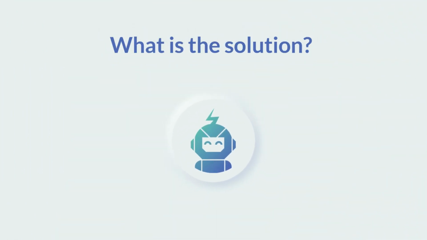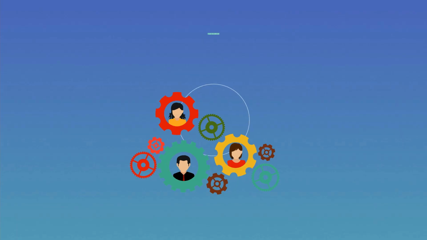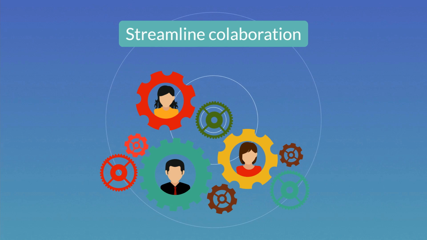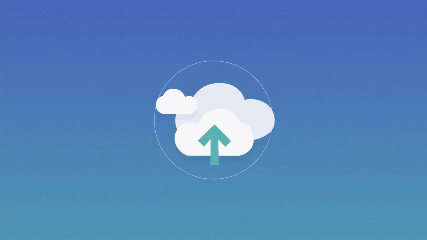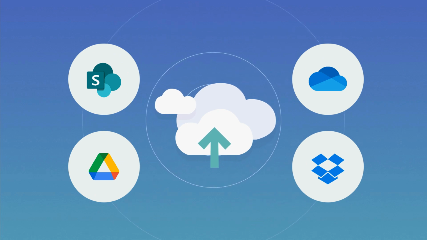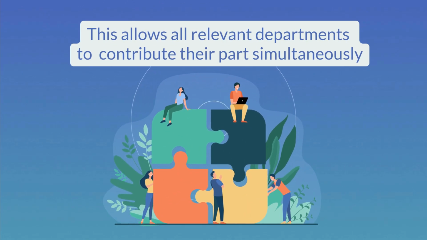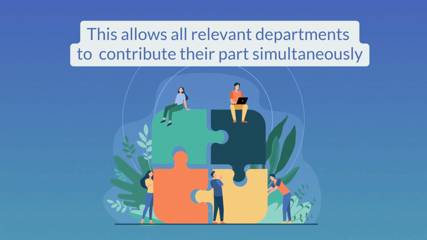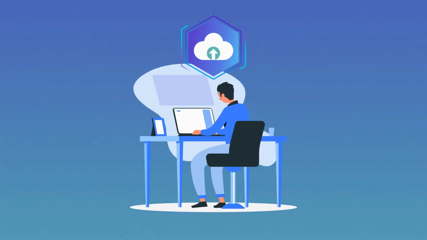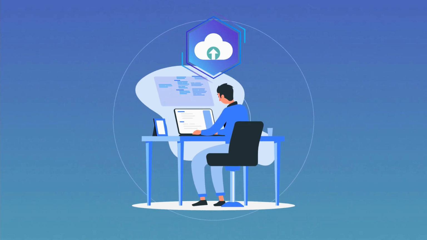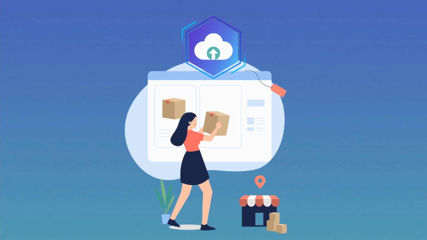What is the solution? Streamlined collaboration and data input. To achieve this, the item form is made accessible on platforms like SharePoint, Google Drive, or similar shared environments. This allows all relevant departments to contribute their part simultaneously, eliminating the need for tedious data consolidation and minimizing the risk of errors. Product managers can efficiently input product-related data, sizes, and parameters.